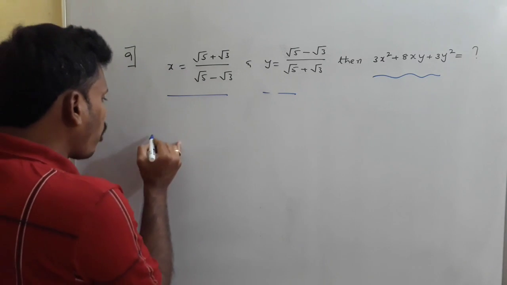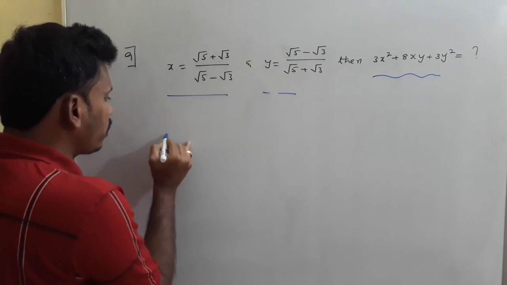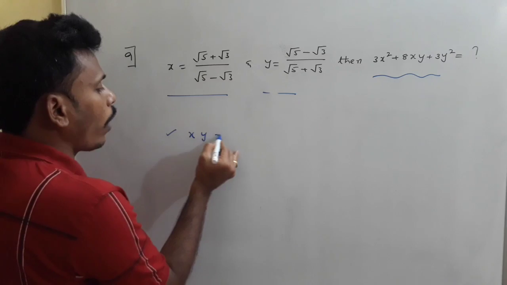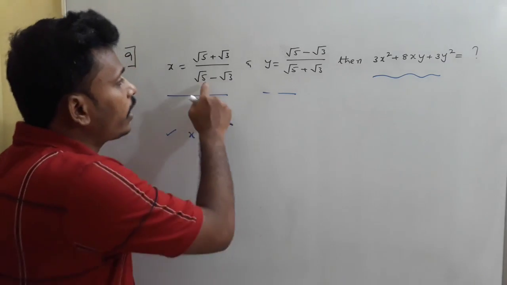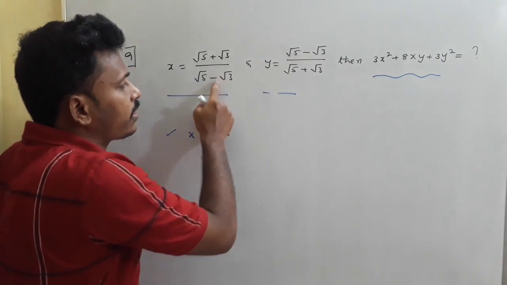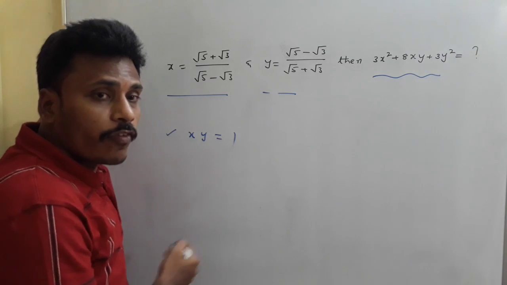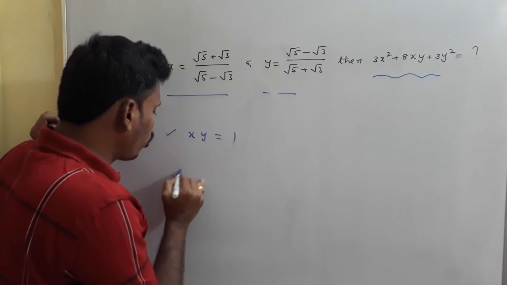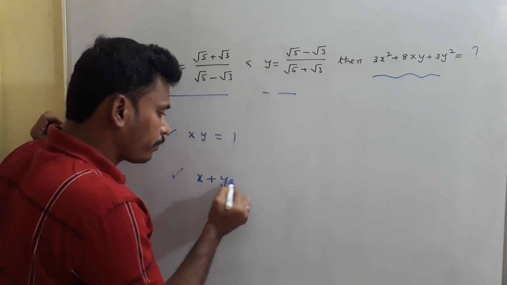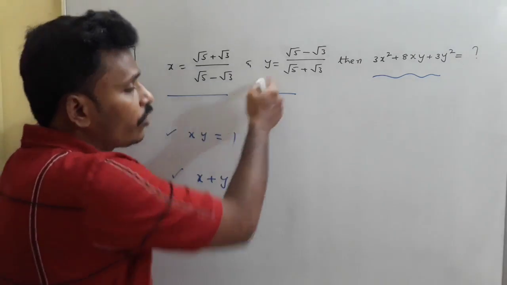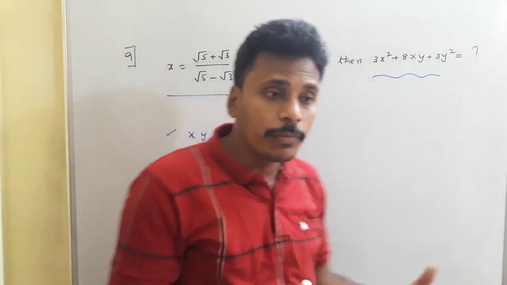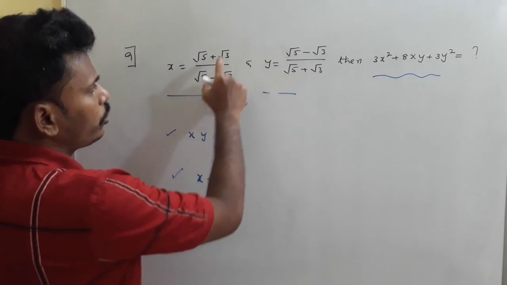For this type of problem, first of all you need to find x into y. It is very clear, when you multiply these two, these two get cancelled and these two get cancelled, the value of xy is 1. And after identifying x into y, you need to think about x plus y. You just add these two. And what will be your answer? If you add these two, just think about it.